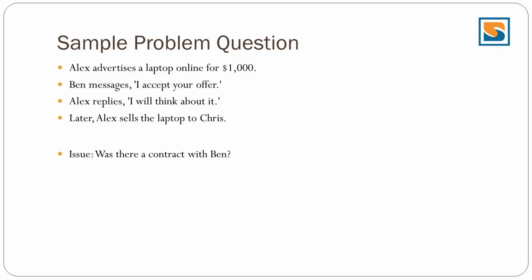Let us take a simple example. Alex advertises a laptop online for $1,000. Ben sends a message saying he accepts the offer. Alex replies that he will think about it, and later sells the laptop to Chris. The key issue is whether a contract was formed between Alex and Ben. To answer that, we need to work through offer and acceptance carefully. We also need to consider whether the original advertisement was actually an offer or merely an invitation to treat.